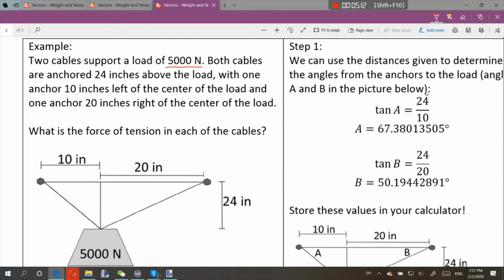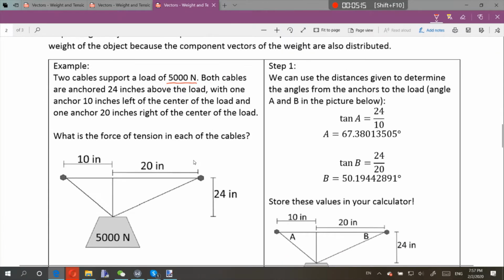Okay, so the first thing I can do, if I want to be able to solve for the force of tension in each of the cables, is recognize that the force of tension is the force that's needed to keep this object stationary. So that means each cable is going to have a force of tension that is pulling in this direction. So I've got here force 1 and here force 2.